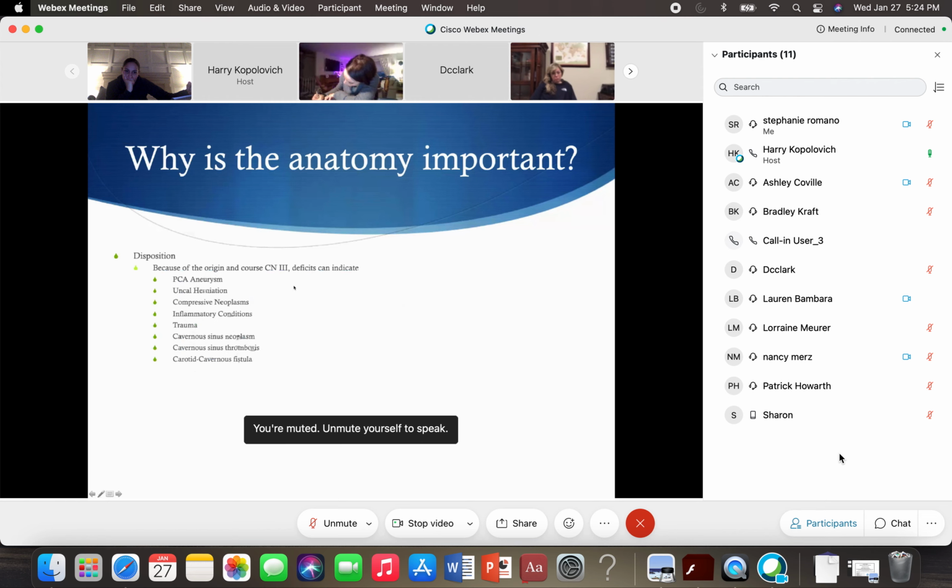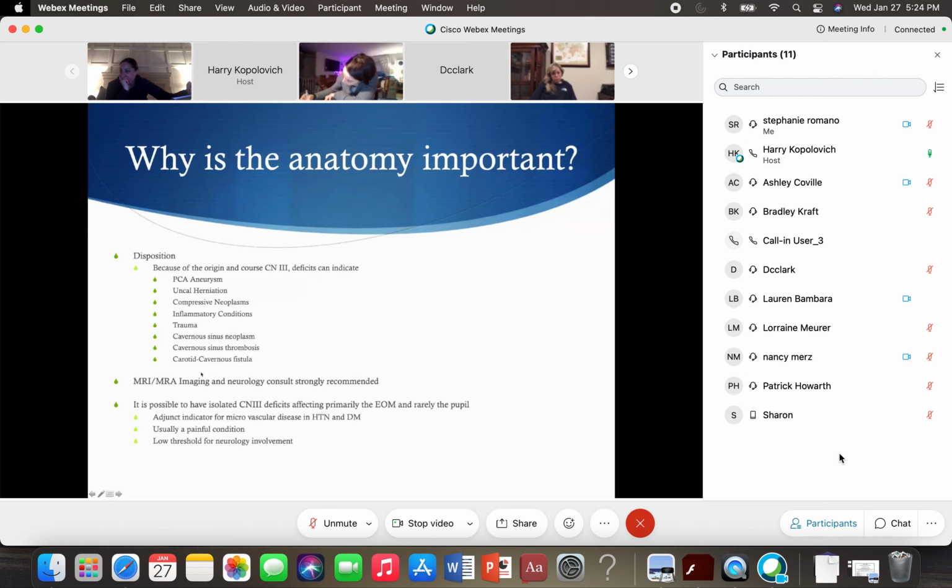So if you see a cranial nerve 3 palsy, definitely make sure that you get imaging, potentially including MRA to get a better look to rule out the possibility for an aneurysm. CT angio is not bad. MRA is significantly better, however.